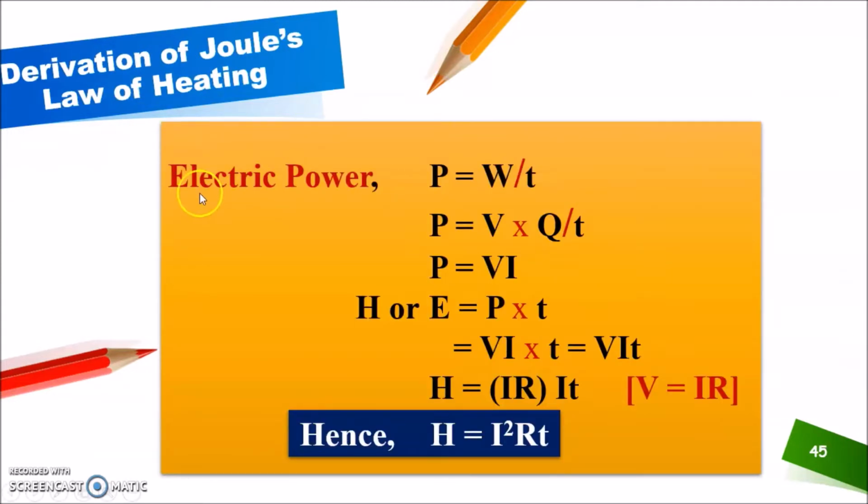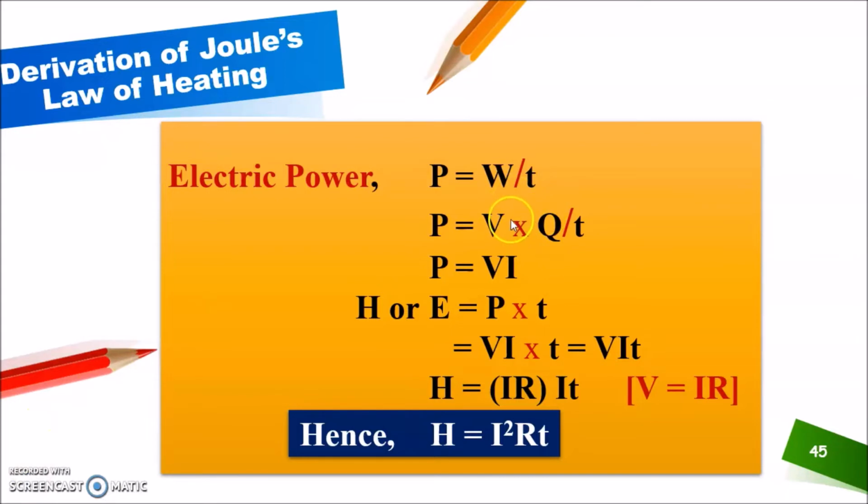We know that the formula of power is power equal to work done by time. We have studied this formula in class 9th also. So power equal to work upon time, and the SI unit of work is joules, and the SI unit of energy is also joules. So power equal to W by T.